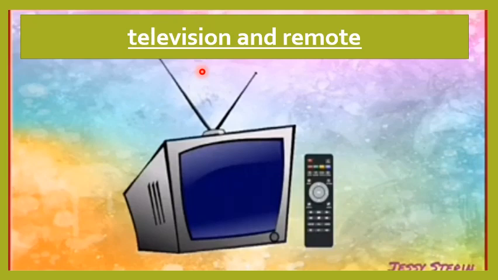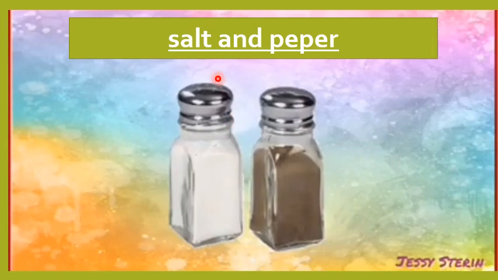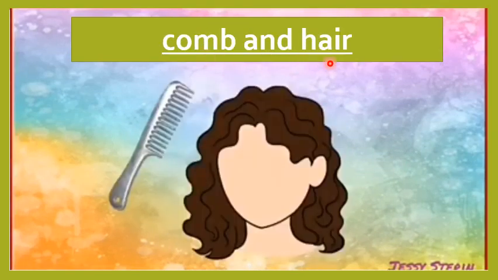Now, can you see here? Yes, correct. It's a television and a remote. Without a remote, television will not work. So, television and remote, this is also a word pair. Salt and pepper. This is also a word pair. Comb and hair. How will you comb your hair? Yes, with the help of a comb. So these things go together. We need them together. So comb and hair is also a word pair.